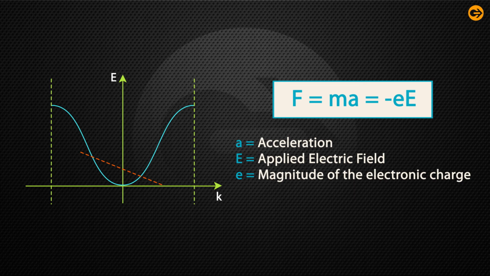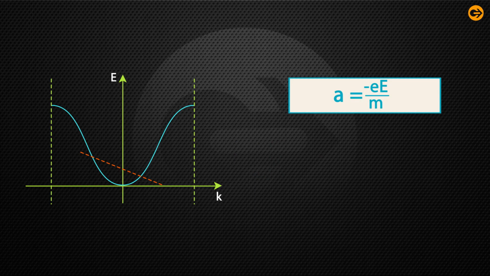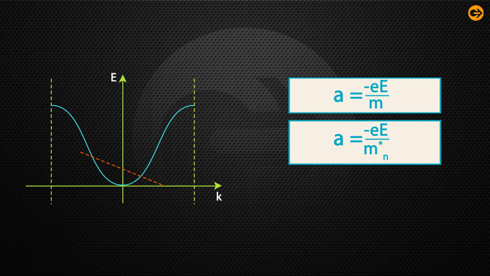Now, solving for the acceleration, we get a = -eE/m. The motion of a free electron is in the opposite direction to the applied electric field, due to the negative charge. If we apply an electric field to the electron in the bottom of the allowed energy band, we may write the acceleration as a = -eE/mn*, where mn* is the effective mass of an electron, and near the bottom of the conduction band it is constant.